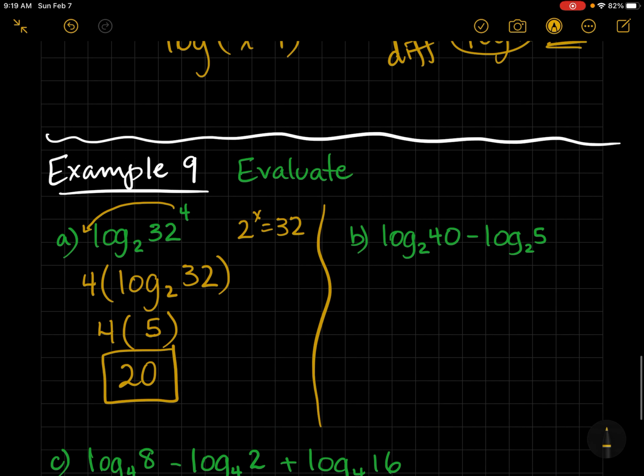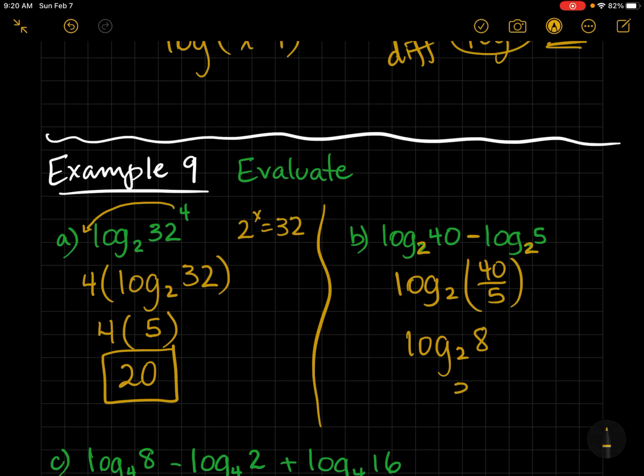So now, if we look here, I don't know what log base 2 of 40 is, but I see subtraction with the same base. So what I'm going to do right here is use the property that says I can divide 40 divided by 5, and that's log base 2 of 8, and 2 to what power is 8? It's 3.